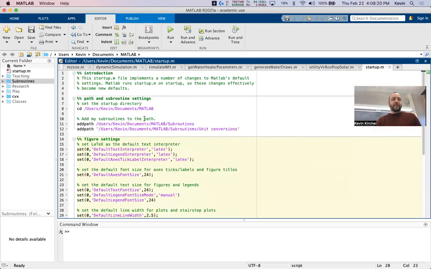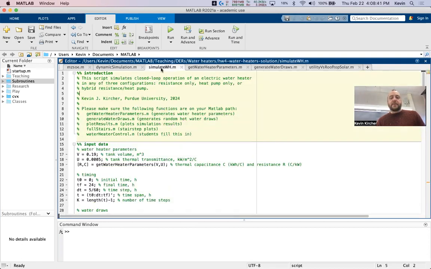The risk of a really highly customized startup.m file is that you can end up with a bunch of dependencies that don't show up in your code. That's why I have to put these things in all the scripts that I share with you. So it makes the code potentially a little less shareable, but more convenient to work with. Okay, so anyway, I have that stuff in the startup.m file.